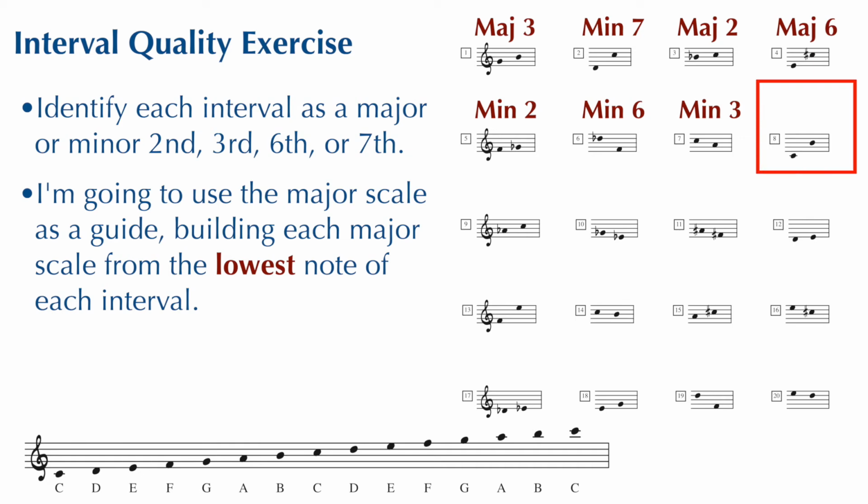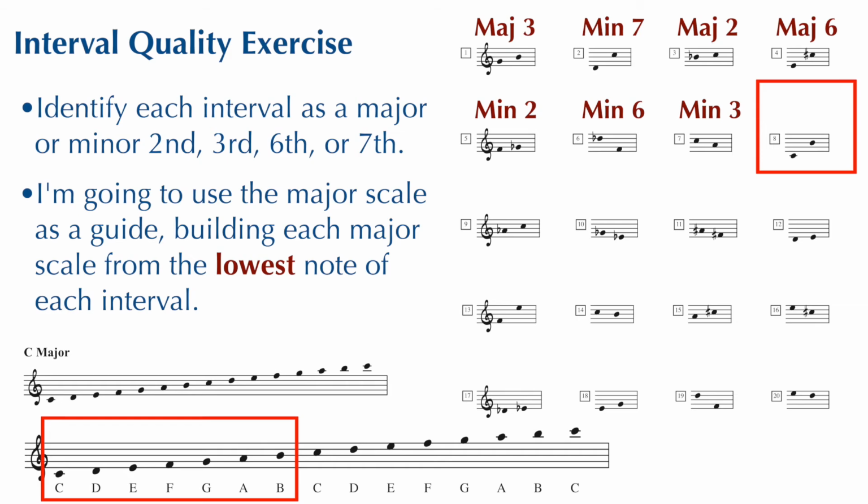Number 8, C to B. C going to B is going to be a seventh, C, D, E, F, G, A, B, 7 notes. Construct a C major scale. D, E, F, G, A, B does belong in the C major scale, so C to B is a major seventh.